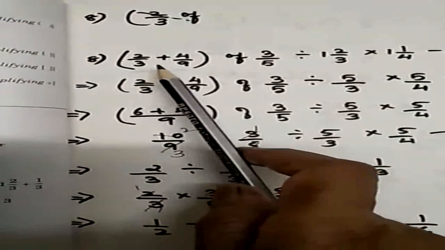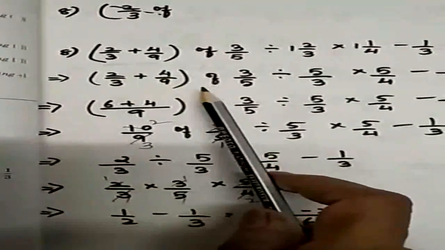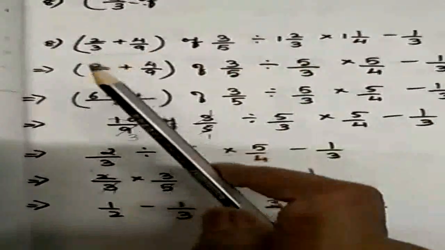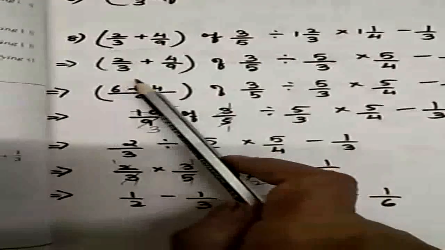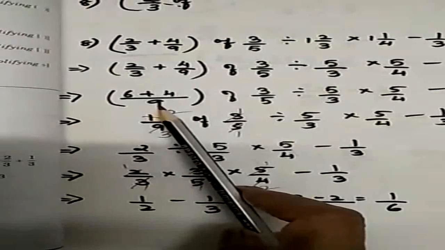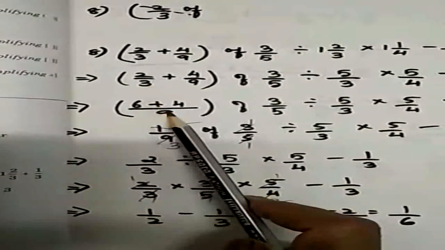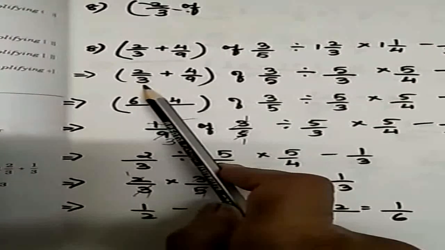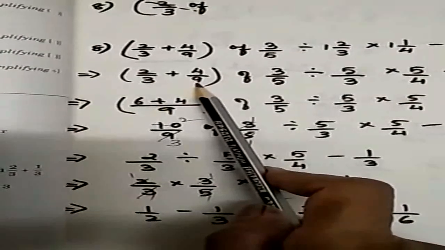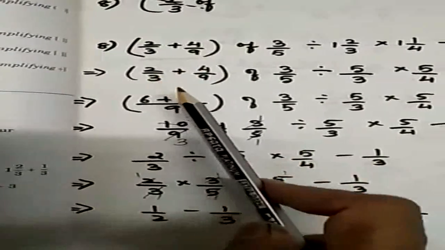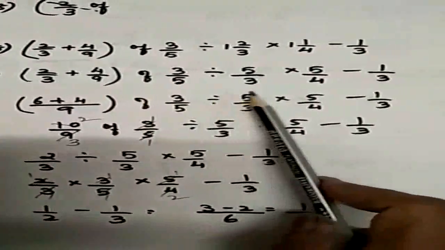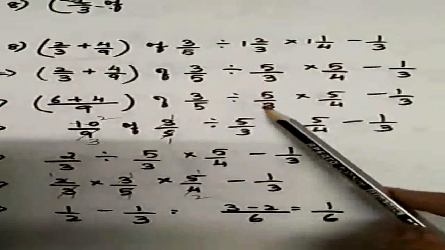2 by 3 plus 4 by 9. This bracket you have to solve. First, you brought the mixed fraction into an improper fraction. Now the next step is solving this bracket. For 3 and 9, what is the LCM here? 9. Now you know how to do this. 9 divided by 3, what answer do you get? 3. 3 into 2 is 6. Then 9 divided by 9 is 1, and 1 into 4 is 4. You divide, then multiply with the numerator. The rest of the things you just copy down.